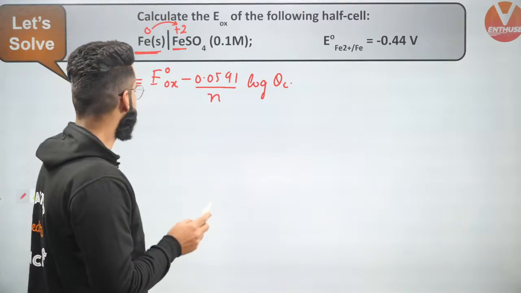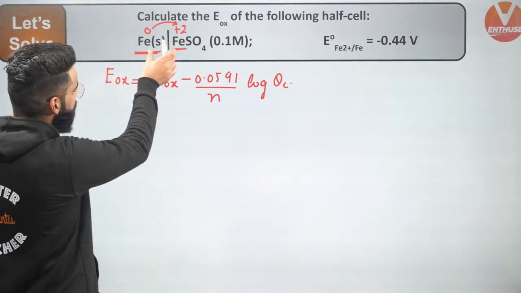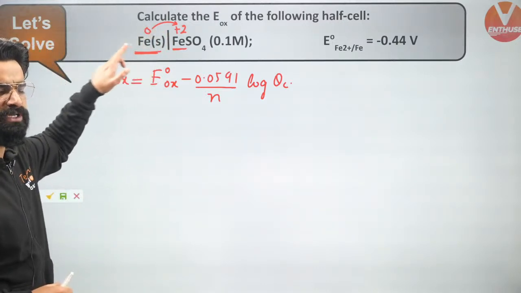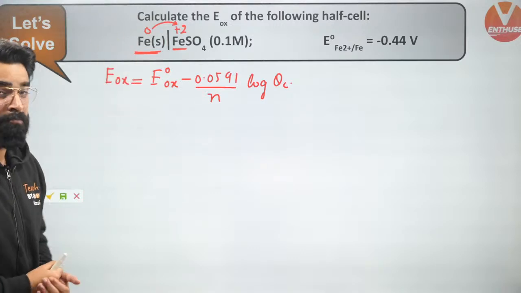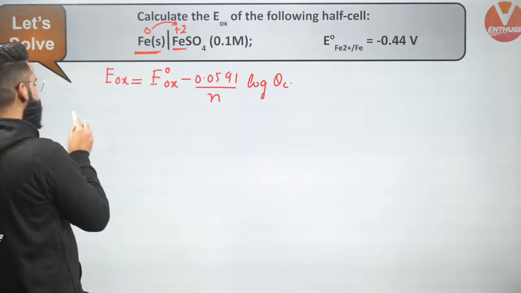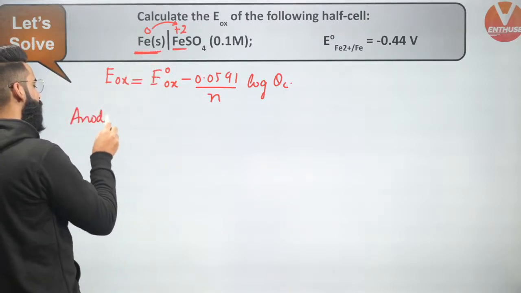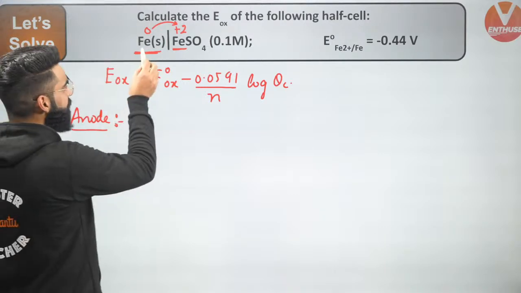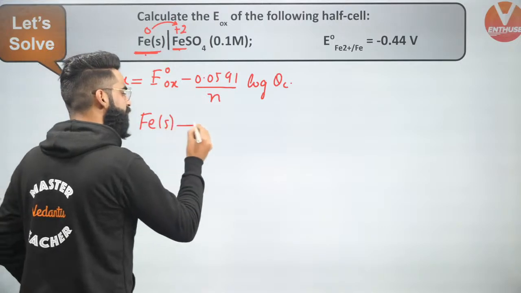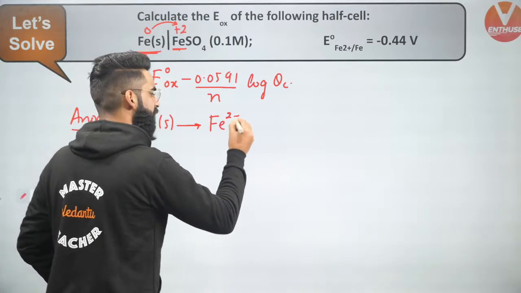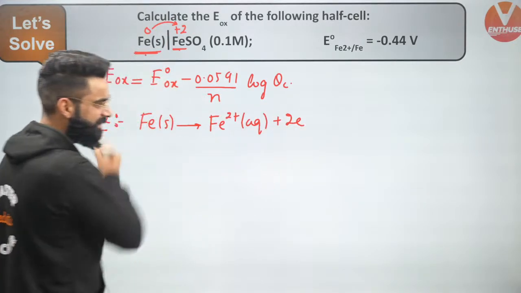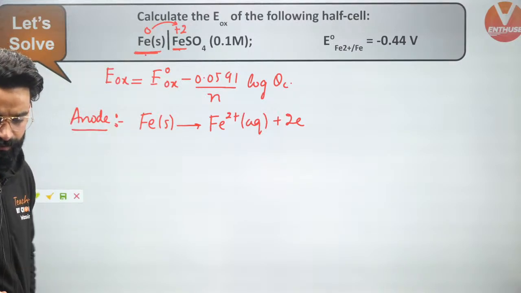Understand, guys, see. First thing, I'm given the electrode right here and I need to calculate its oxidation potential. So in order to calculate the oxidation potential of this electrode, this electrode must behave like the anode, yeah? Correct? Now, what is the reaction which is going to happen when this electrode will act as the anode? Fe solid should get converted to Fe2+ aqueous, and with this, it should give 2 electrons. This is what I'll be calling the oxidation reaction which will be happening at the anode, right?